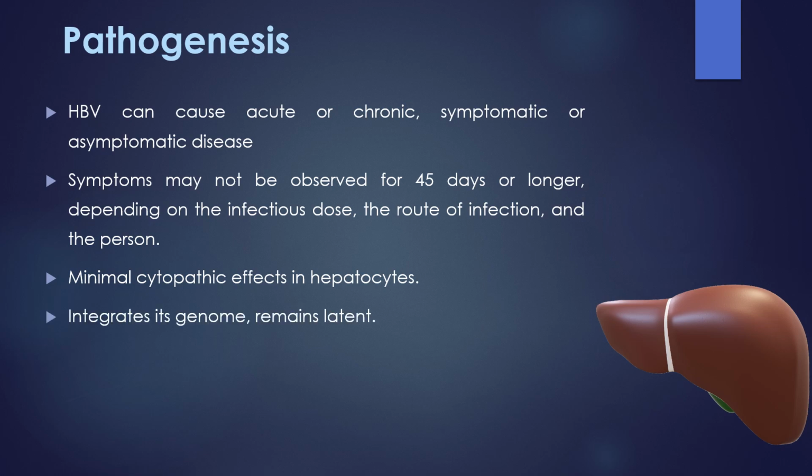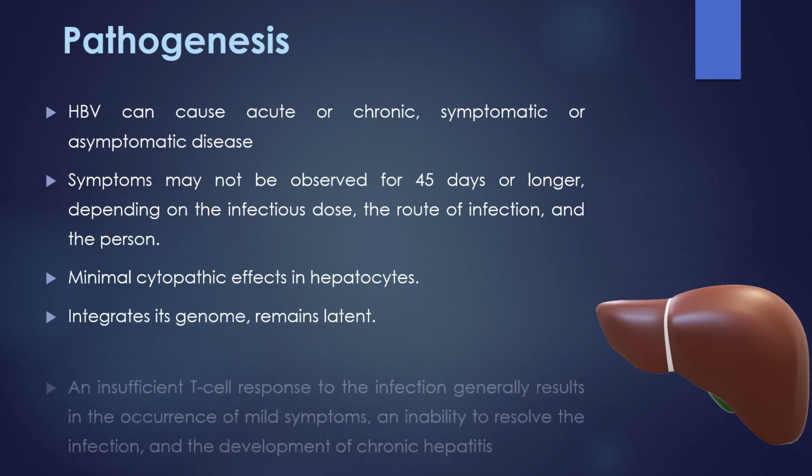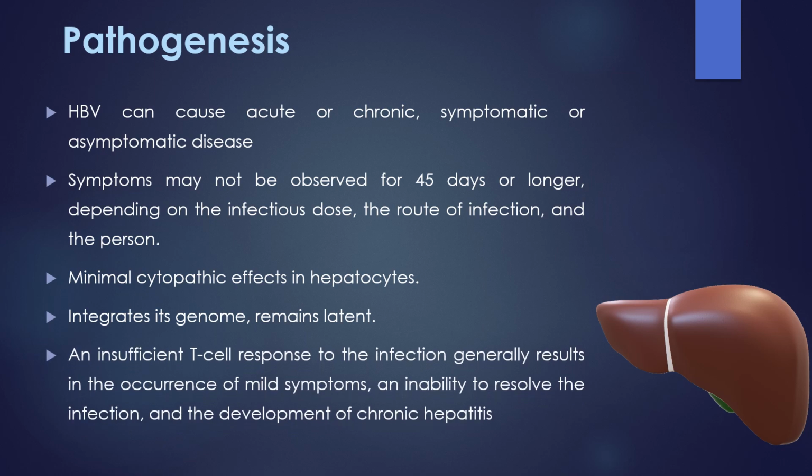An insufficient T cell response to the infection generally results in mild symptoms and inability to resolve the infection, and the development of chronic hepatitis. Chronic infection also exhausts CD8 T cells, preventing them from killing the infected cells. Antibody can protect against initial infection by preventing delivery of the virus to the liver.